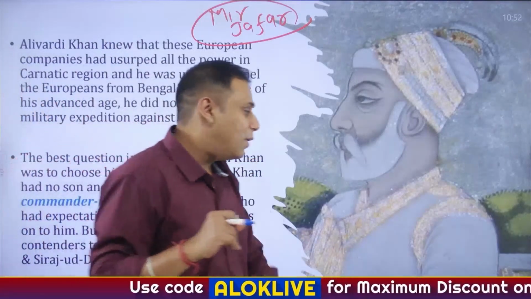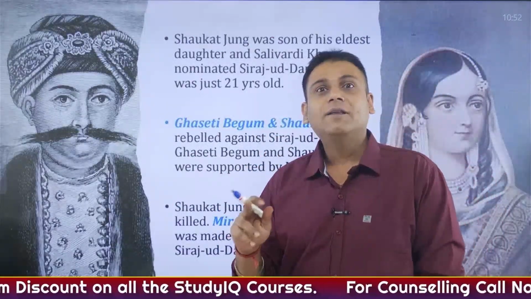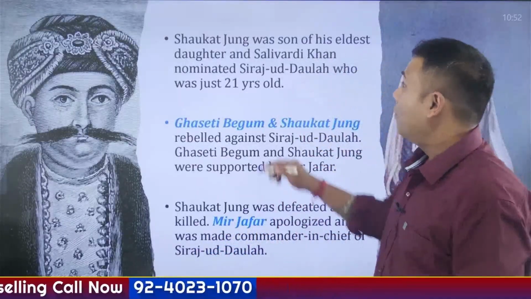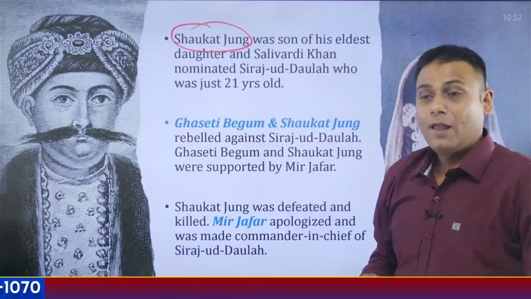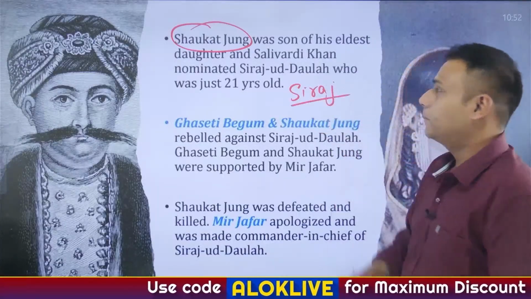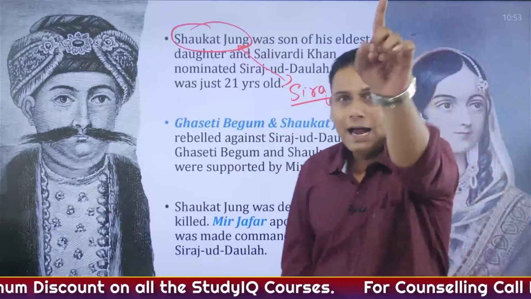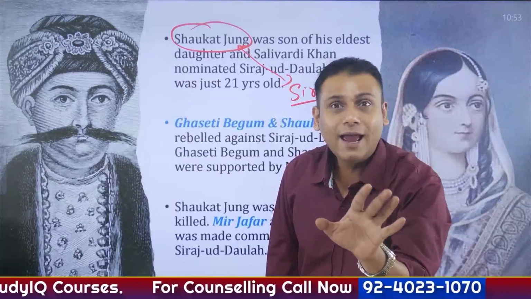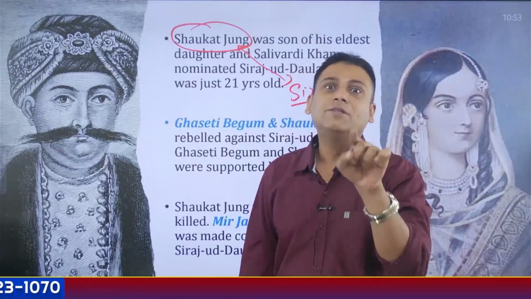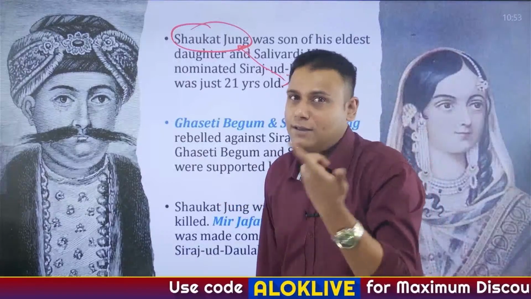But his plan did not work well. Why? There was a reason behind this. It is said that Ali Vardi Khan's elder daughter had a son whose name was Shaukat Jung. And his younger daughter had a son named Siraj-ud-Dawla. And both were contenders to the throne. Okay. I repeat, Ali Vardi Khan did not have any sons. He had three daughters. He had a military commander named Mir Jafar who was aspiring to become the Nawab after the death of whom? After precisely the death of Ali Vardi Khan.